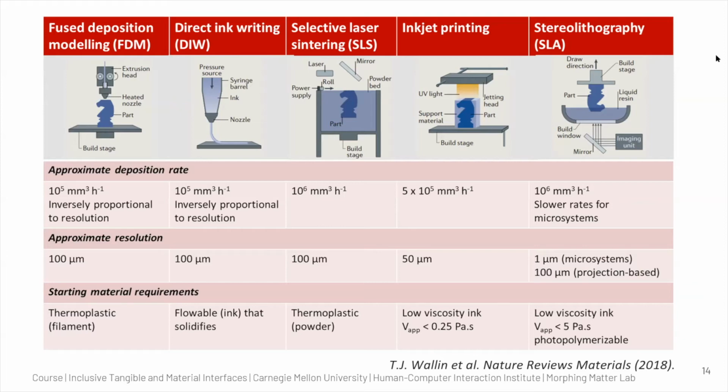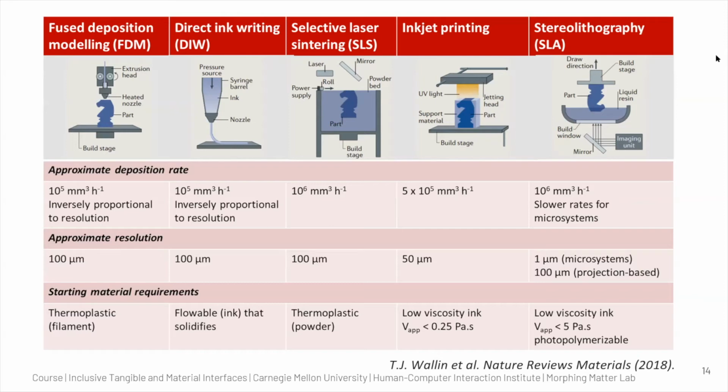As for resolution, in fused deposition modeling, the resolution depends on the extruder nozzle, and the smallest resolution that we can get is around 100 to 150 micrometers. In direct ink writing, the resolution is governed by the width of the needle that you use, so you could get on the order of hundreds of microns in this case. In selective laser sintering, you can also get around 100 micron resolution. Whereas in inkjet printing, you could get a resolution of around 50 microns.